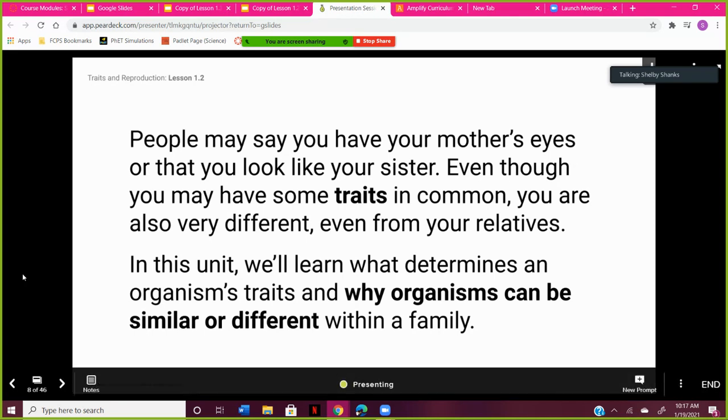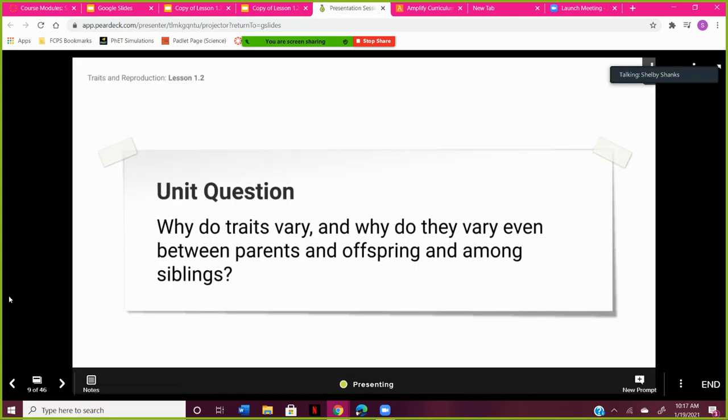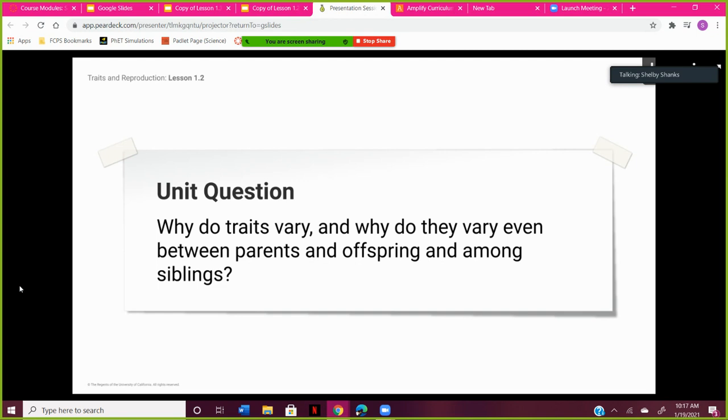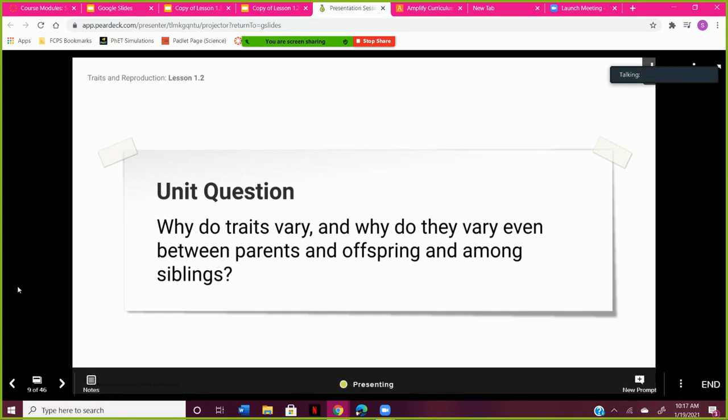In this unit, we're going to learn what determines an organism's traits and why organisms can be similar or different within a family. Our unit question, we're going to answer by the end of the chapter. I think we're only doing 3 chapters. We may be doing the 4th chapter, but I'll have to look at that. Our unit question says, why do traits vary, and why do they vary even between parents and offspring and among siblings?